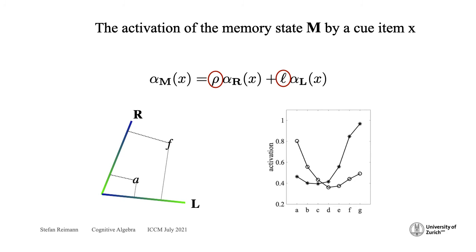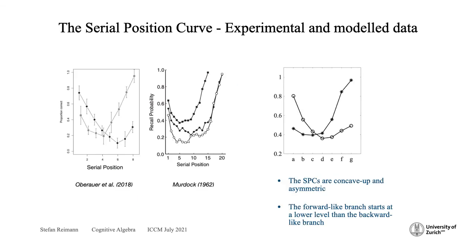After the list was memorized, the two states L and R coexist. A presented Q will therefore activate both of them. Hence, the overall activation of the memory state is a sum of activations or a linear combination of them. A large rho means that the primacy effect is big, a large lambda means that the recency effect is big. The concave-up and asymmetric shape of the serial position curve is obtained by respective weighting of activities.